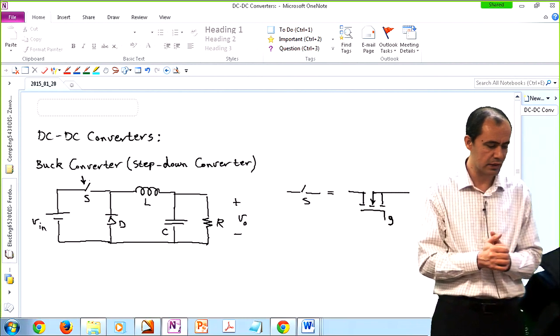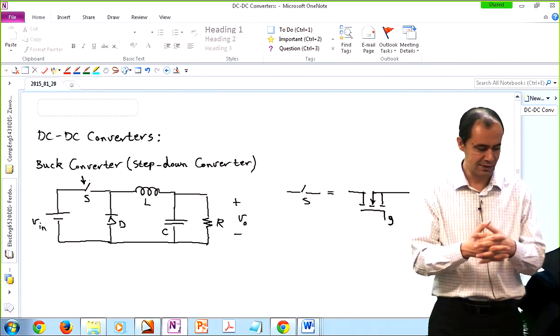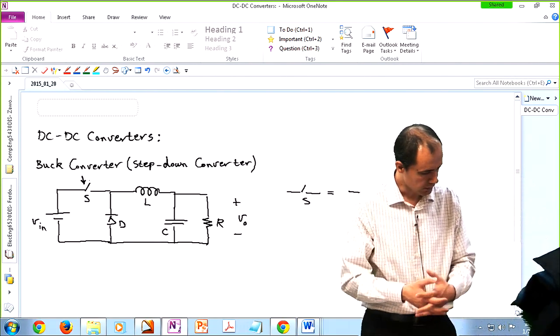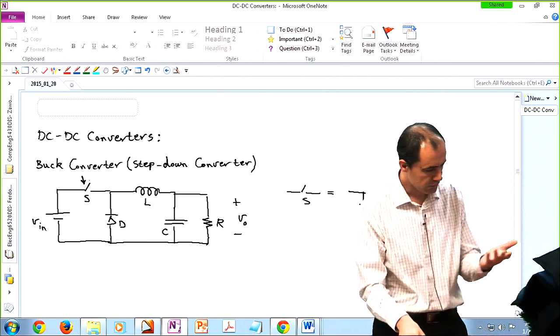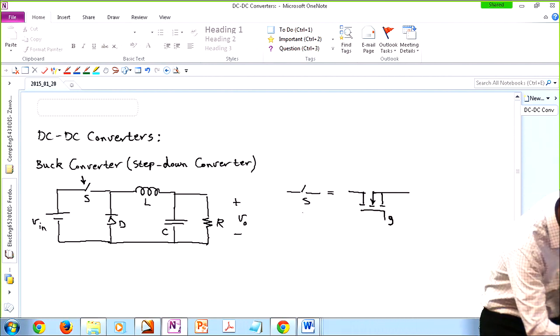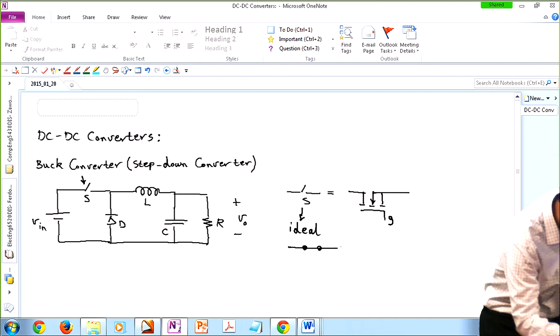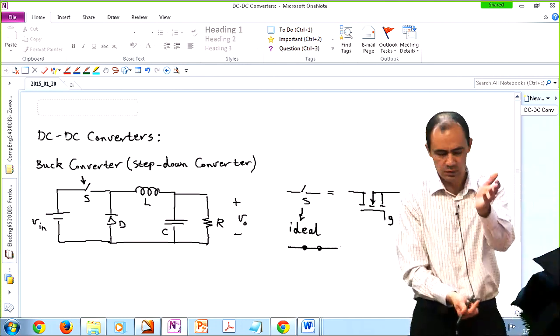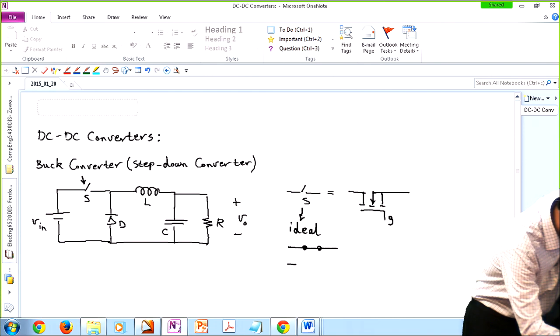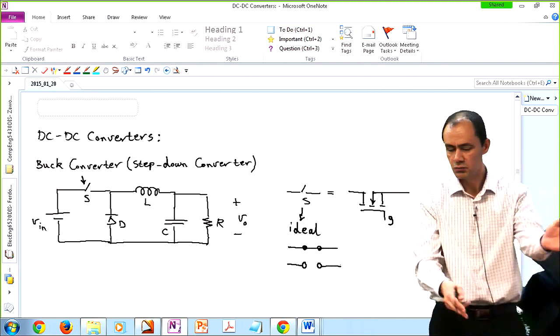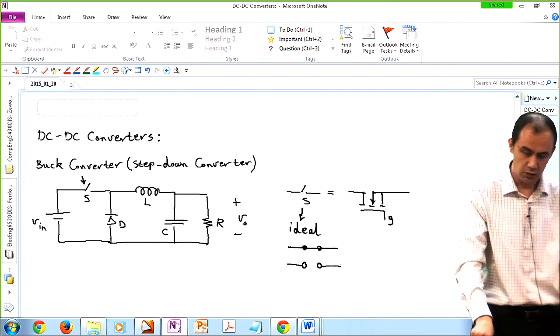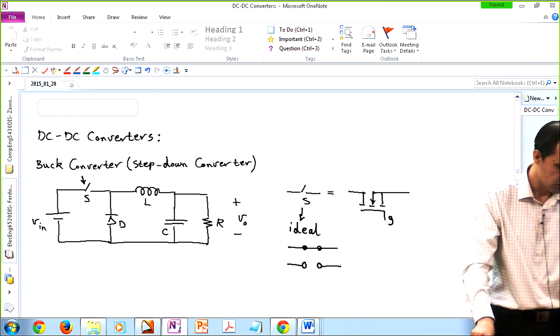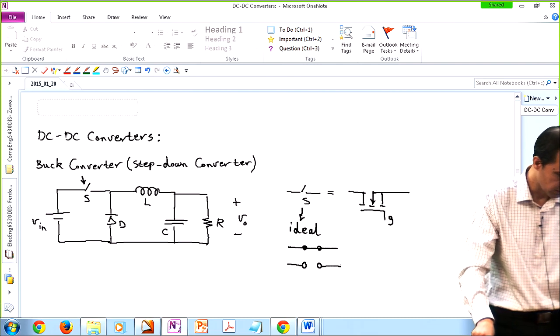The inductor is also ideal. It's a linear inductor. It doesn't exhibit any internal resistance. The capacitor doesn't either, and therefore everything is ideal. So my switch is an ideal switch, meaning that when it is on, it's like a short circuit, it's like a piece of wire, and when it is off, it is like an open circuit. It doesn't matter how much voltage appears, there won't be any conduction in the switch. The diode is also the same.